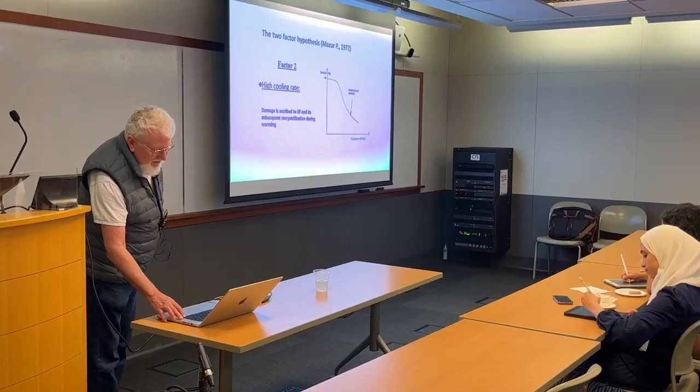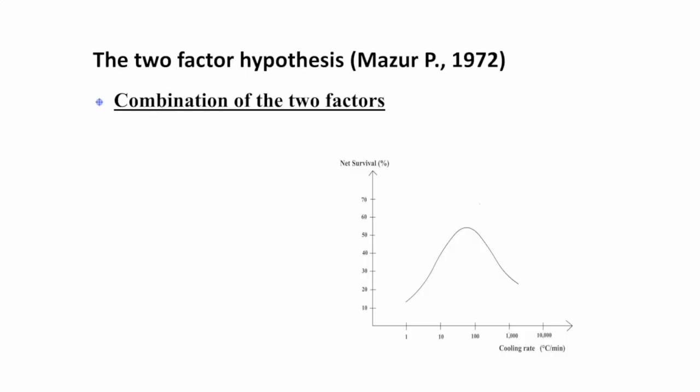One is at low cooling rates, which is chemical damage. And it decreases with an increase in temperature. And the second is mechanical damage due to intracellular ice formation. And the damage increases, the survival decreases with an increase in cooling rate. Therefore, there is an optimal cooling rate for each type of cell.